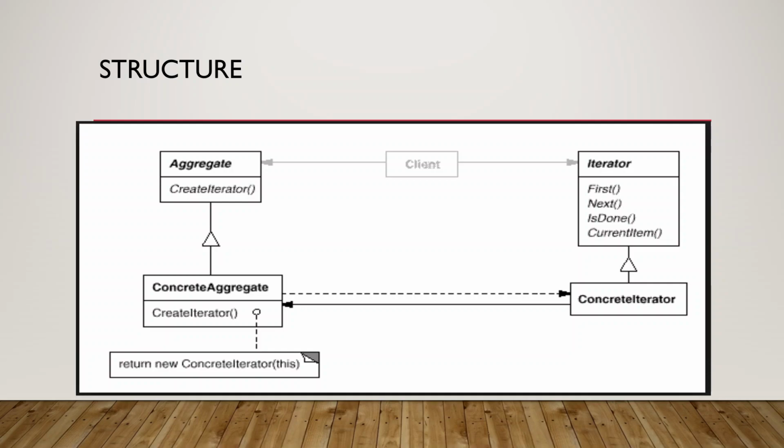So the structure here, as I explained, has the aggregate, the iterator, the concrete aggregate, and the concrete iterator. The concrete aggregate implements the aggregate class, while the concrete iterator implements the iterator class. The aggregate class creates the iterator, and then it's implemented by the concrete aggregate. Here we have the concrete iterator, which implements the actual iterator, and that will show you where it's starting, what's next, when it's going to be done, and the current item.